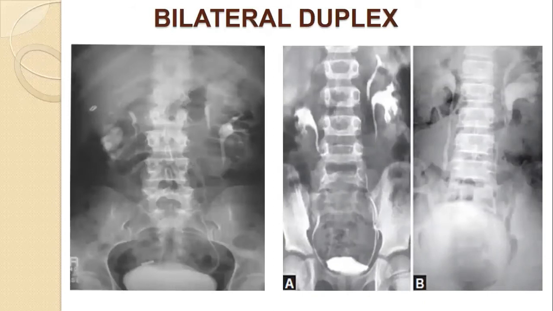So this film shows a bilateral duplex system on IVU. You can see the bilateral ureters, separate ureters.